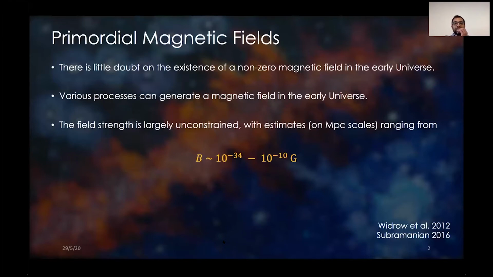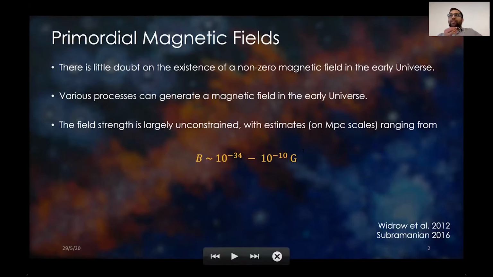Although the field strength is largely unconstrained, as you can see from these numbers that I've picked up from a couple of reviews, people do believe, and there are very strong theoretical arguments going back all the way from particle physics to cosmology, that there was some non-zero weak seed field that existed in the early universe. And in fact, it is also believed that a fraction of the magnetic fields we see in galaxies today was primordial in origin.